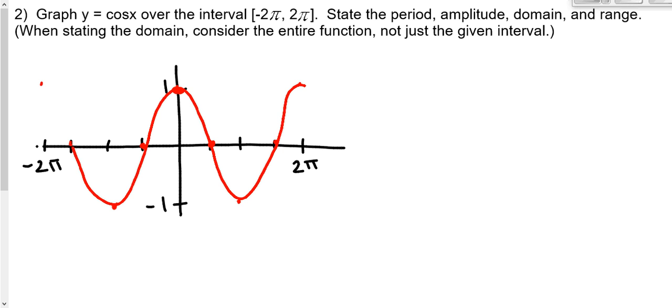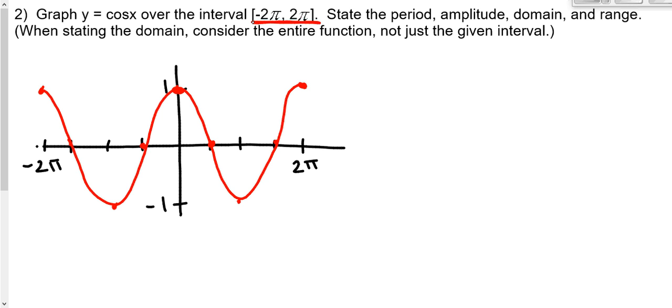So sometimes people do this. They make it look straight at the end. See what I did there? That's not what you want. You want it to look like it's curving and about to curve back down the other way. So kind of like that. And again, don't go beyond those endpoints. Yes, the graph would continue infinitely far, but if you're given an interval, then you need to stop at those endpoints.